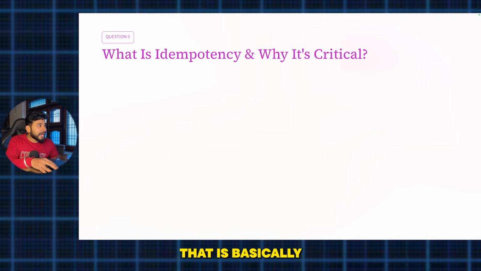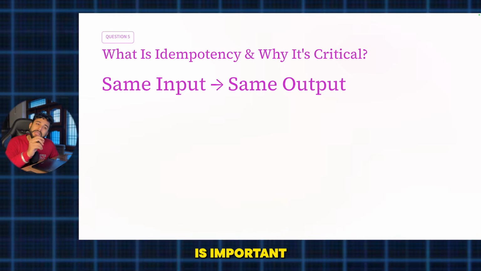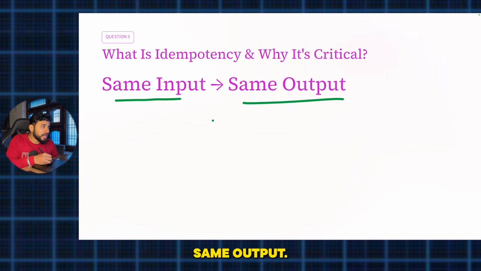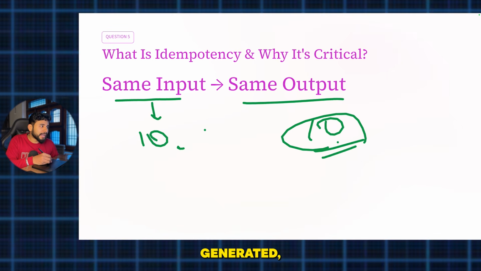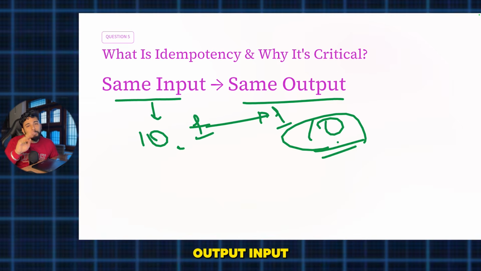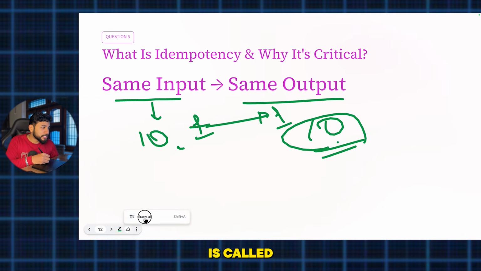Fifth question is: what is idempotent and why is it critical? We have talked about it. Idempotent is very important to understand, because in live scenarios you may not have heard about it before, but it is important. Whenever we run, the same input gives the same output. If I give some input, the expected result should be generated every time. That term is called idempotent.